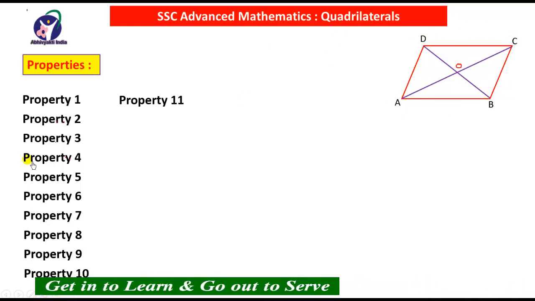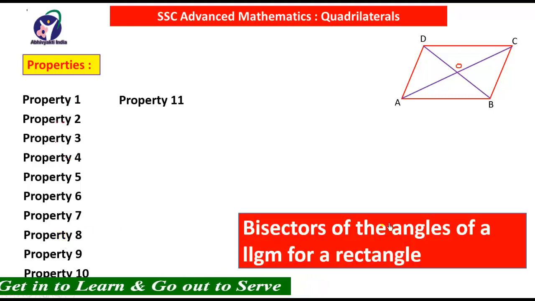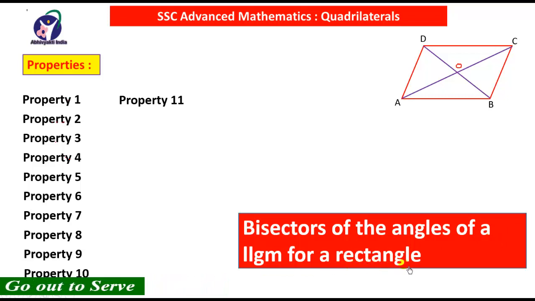Now let us see property 8. Property 8 states that bisectors of the angles of a parallelogram form a rectangle. This property states that if the bisector of angle C, bisector of angle D and bisector of angle B are drawn, then they will form a rectangle. Always remember that the angle bisectors of a parallelogram form a rectangle.